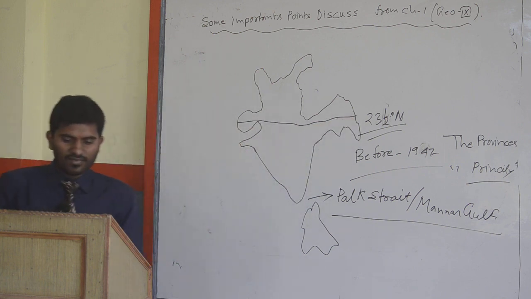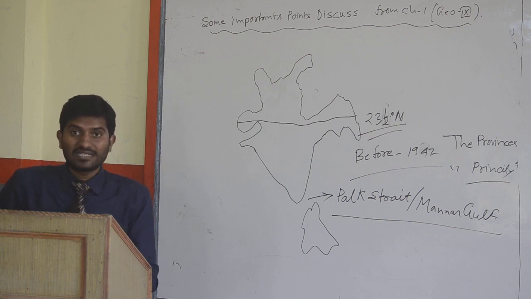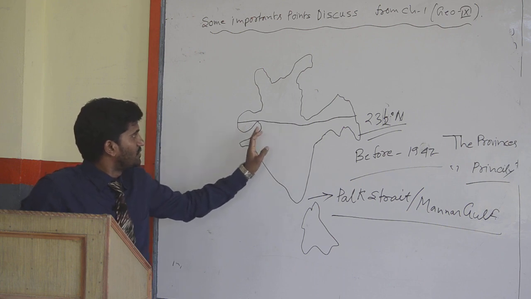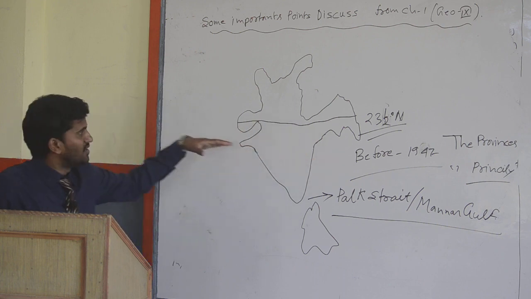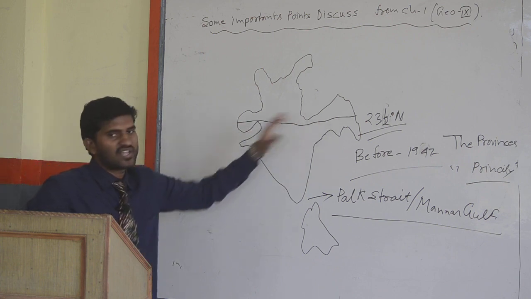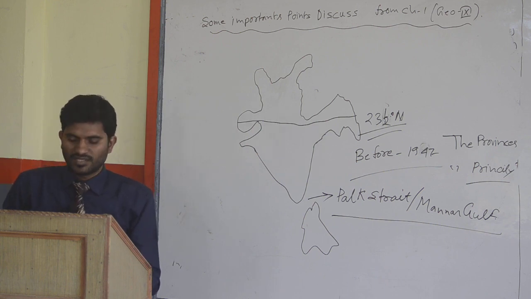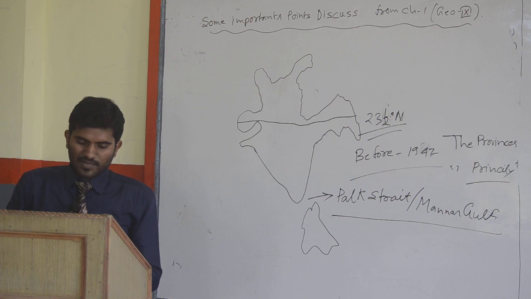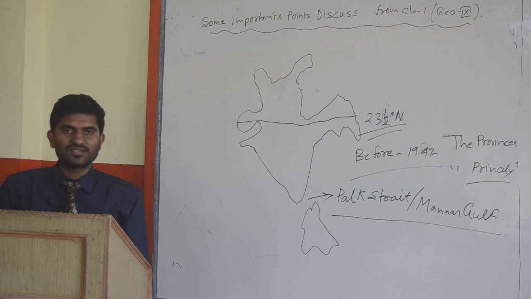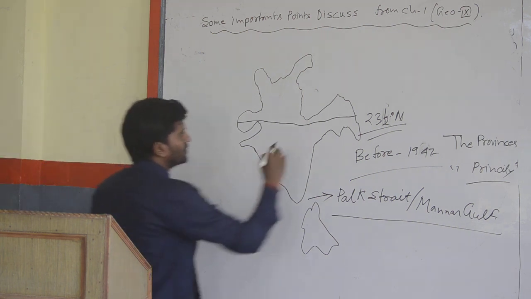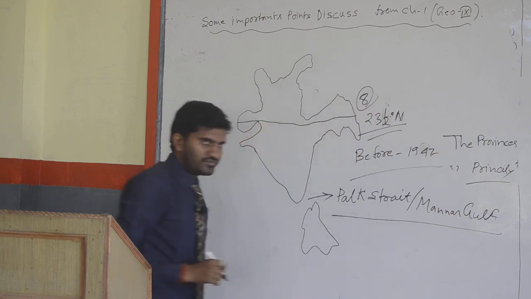Name the states. There are a total of 8 states through which the Tropic of Cancer passes: Gujarat, Rajasthan, Madhya Pradesh, Chhattisgarh, Jharkhand, West Bengal, Tripura and Mizoram. Once again I repeat, Gujarat, Rajasthan, Madhya Pradesh, Chhattisgarh, Jharkhand, West Bengal, Tripura and Mizoram. These are the very important 8 states the Tropic of Cancer passes through.